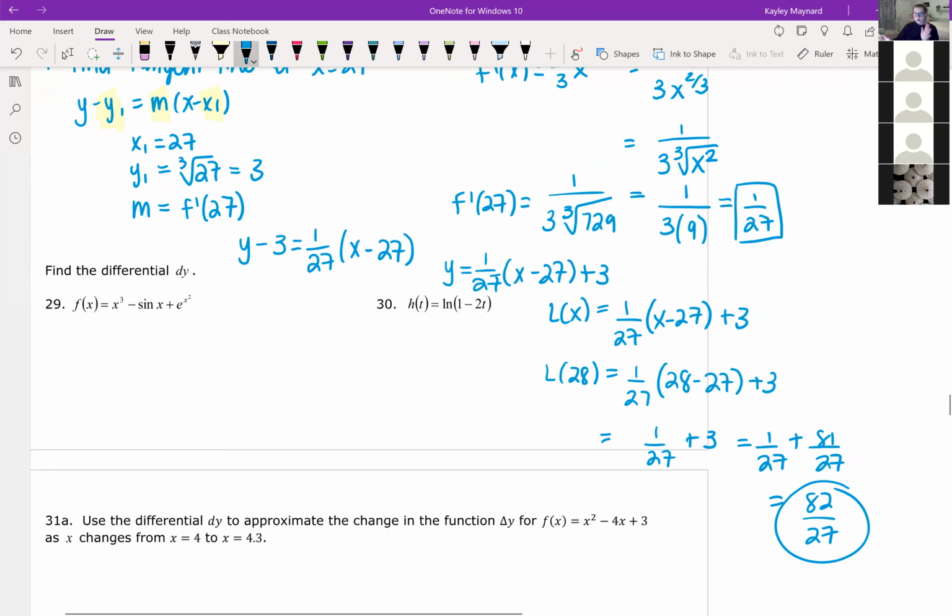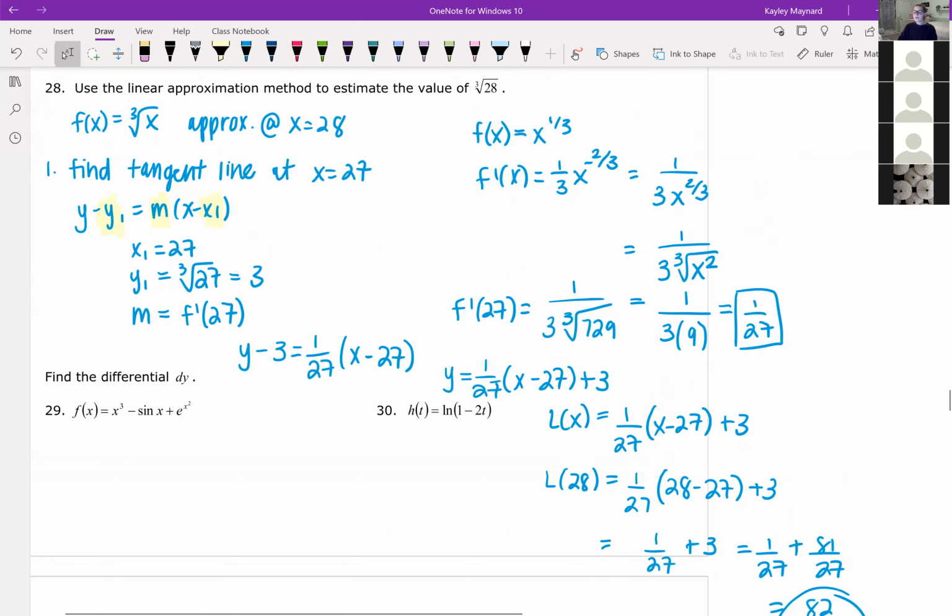I feel like that one was a little rough, guys. So let me just recap what I did. So linear approximation, you will be given a function and what you are trying to approximate the value at. So in our case, our function was the cube root of x, and we were told to estimate the value at 28 because we were told to estimate the cube root of 28.